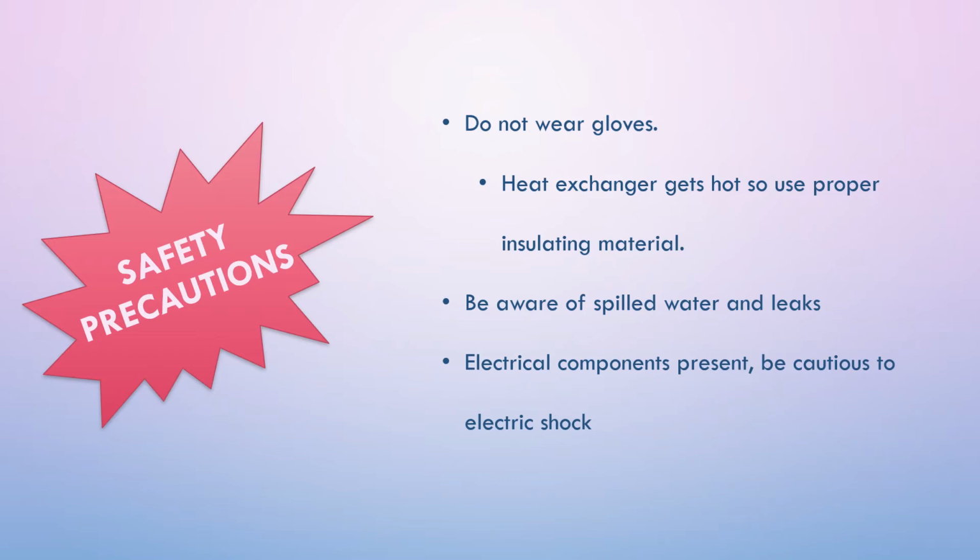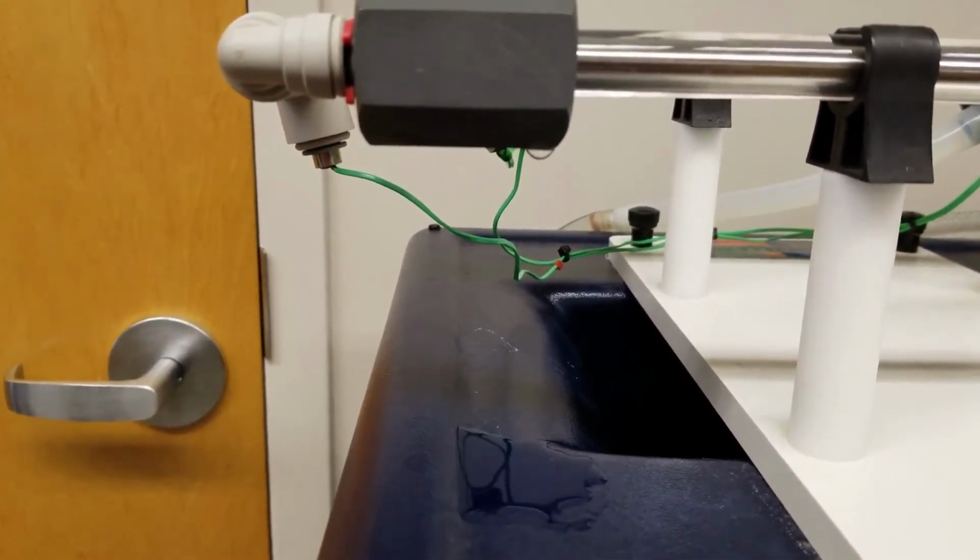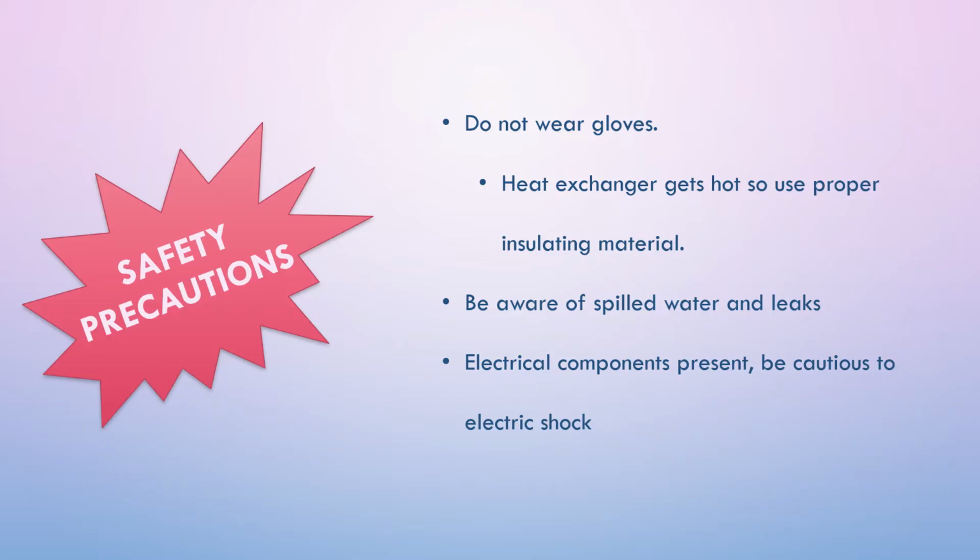Be on the lookout for spilled water and leaks. Given that this is a flowing system, you can anticipate that water will escape from the pipes. This unit does have a basin to capture water underneath, but if maintenance should go awry, that means that a puddle could appear underneath, and that becomes a slipping hazard. Electrical components are present, so please do be cautious and aware of exposed wires, as they can be a hazard for electrical shock.